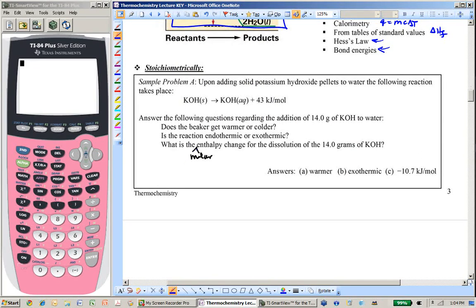This question would be a better question if it asked what is the molar enthalpy change for the dissolution of 14 grams of KOH. So we're going to do a stoichiometry one. I know you're excited about it. Try to contain your enthusiasm.